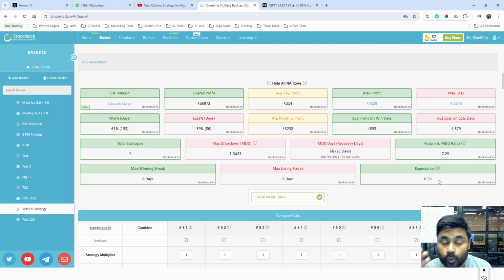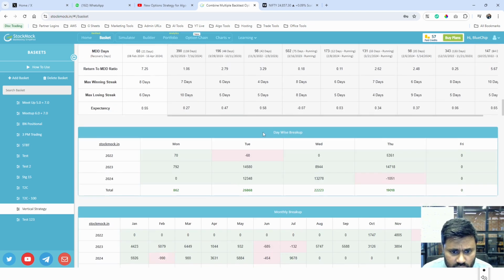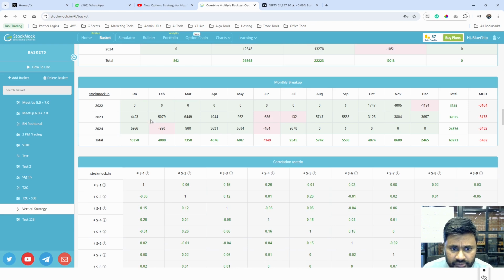And not to forget, all these can be automated end to end. I will show you how we can automate that. We also have algo tools. The best thing about time-based strategies is you don't really need to sit in front of the screen and do the trading yourself, right? That's the best part. And let's also look at the monthly breakup.